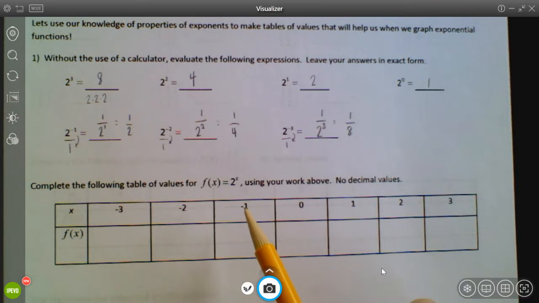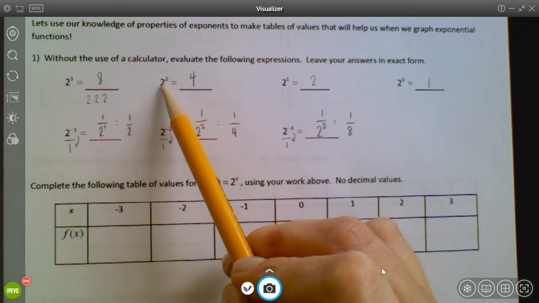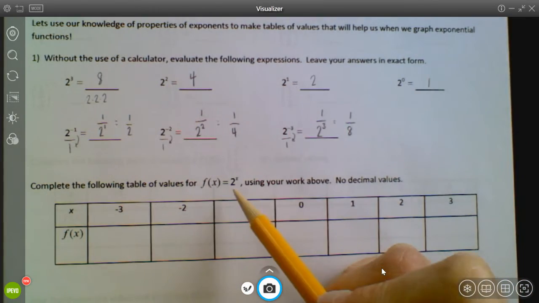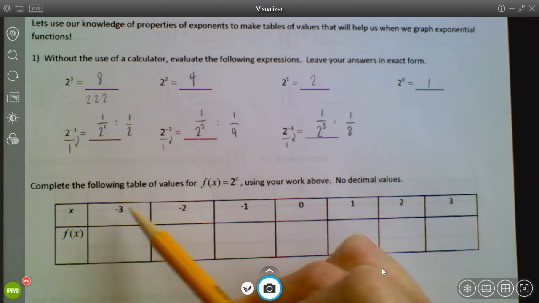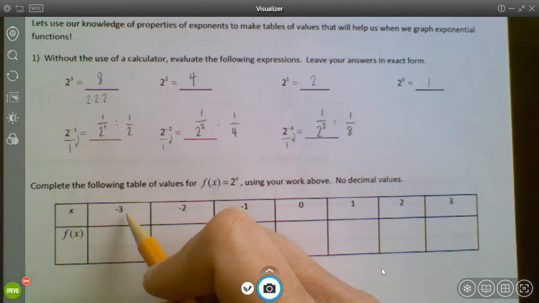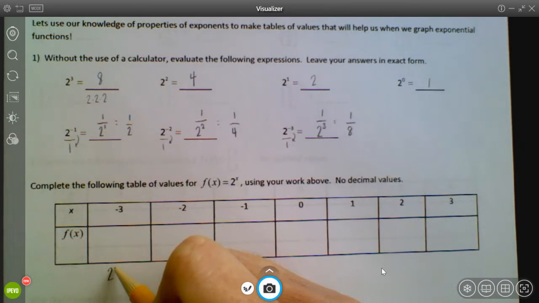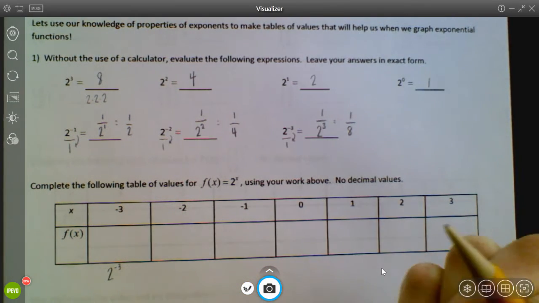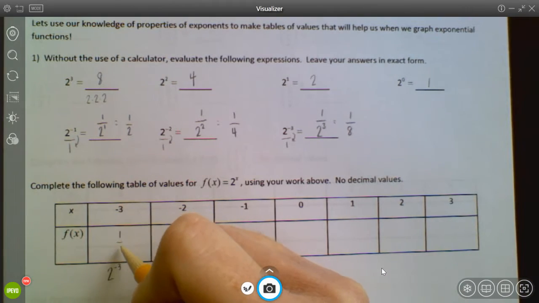All right, so now that we've done this work, how does that relate to this table down below? Well, it's asking us to complete the table of values for 2 raised to the x power. If you notice that in all these examples, our base was 2. So this is telling us to take this base of 2 and raise it to some x power. Well, what is that x power? That's going to be these numbers across the top. So this negative 3 is really asking us to take our base of 2 and raise it to the negative third power. Well, guess what? We already did that work up here. 2 to the negative third is 1/8.